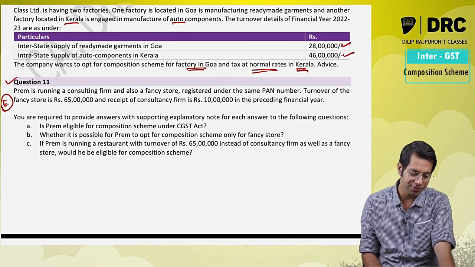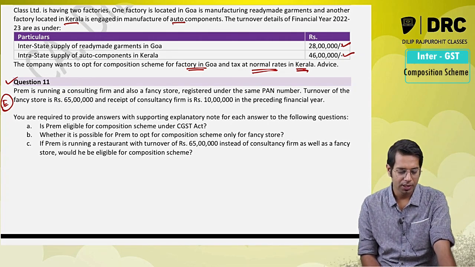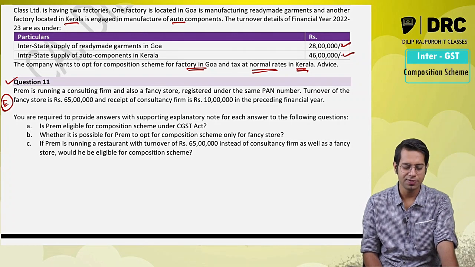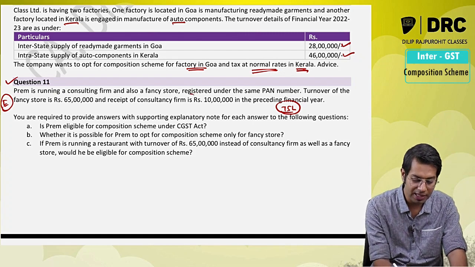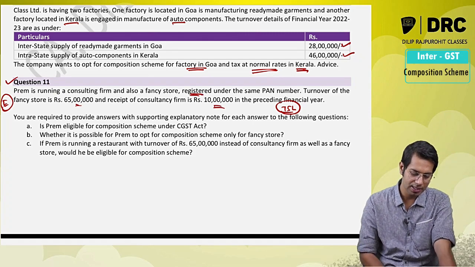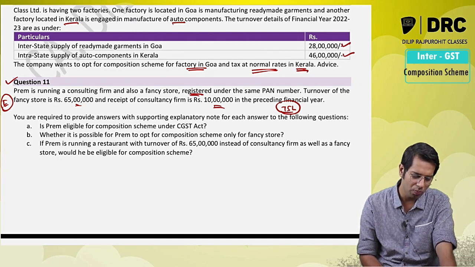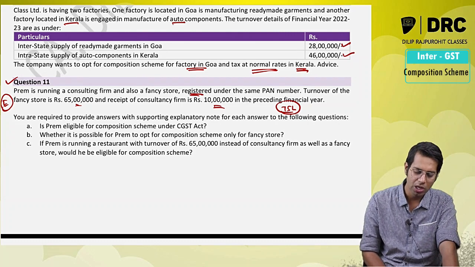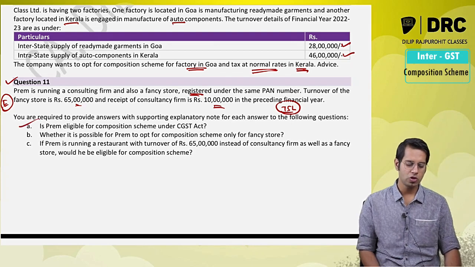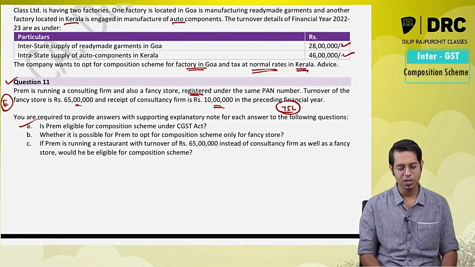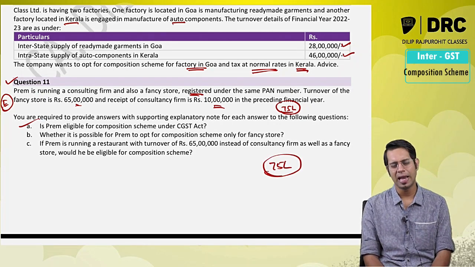Prem is running a consultancy firm and a fancy store, registered under the same PAN. The turnover of the fancy store is 65 lakhs and of the consultancy firm is 10 lakhs. So 75 lakhs. Please note the turnover is 75 lakhs, but they are both registered under the same PAN. You are required to provide an answer with supporting explanatory notes for each of the following. Is Prem eligible to become a composition dealer under section 10? His aggregate turnover is 75 lakhs.